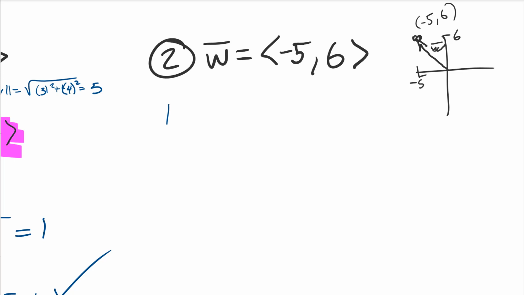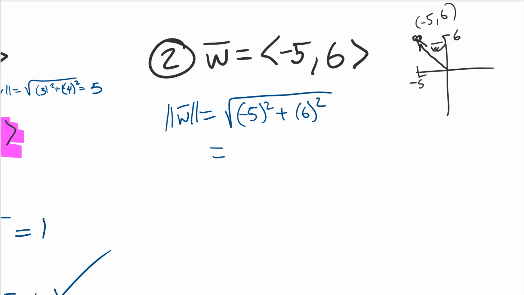Let's get that magnitude first. So we're going to take our negative 5, square it up, and it becomes positive. Take the 6, square that up, we get 25 plus 36 underneath this radical, and we get root 61. Okay, well, I don't know much about that number. All I know is it's bigger than 7, smaller than 8, but no biggie.